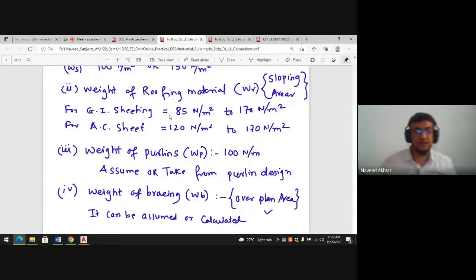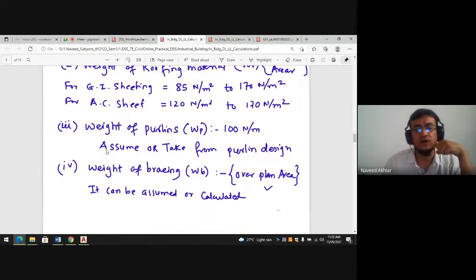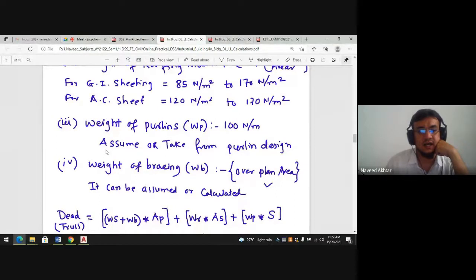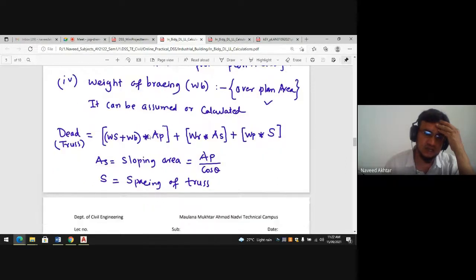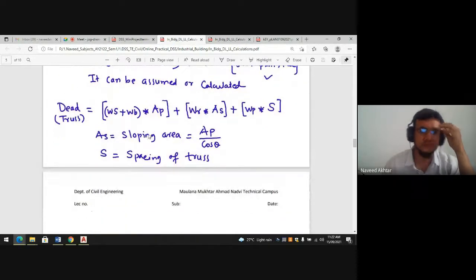We are calculating the loads, the dead load due to the roof truss. The weight of purlins may be assumed as 100 Newton per meter, and if your purlin weight is more than that, you have to revise the calculation. The weight of the bracing over the plan area can be assumed around 12 to 15 Newton per meter square.